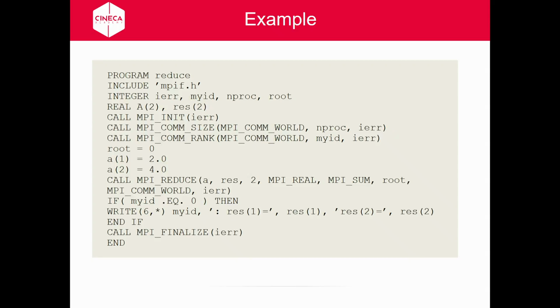Then at the end I can print from processor 0 the result simply with this if cycle. If my d equal to 0, then write my d 0, and the result for the variable in the first element of the array and the variable in the second element of the array. And finally I have to finalize the environment.